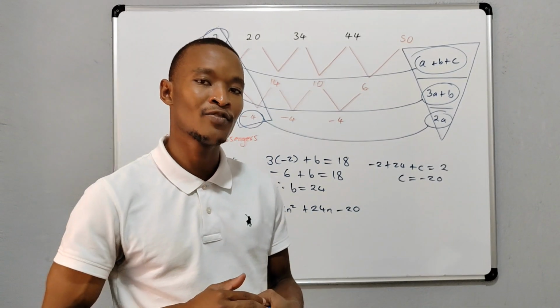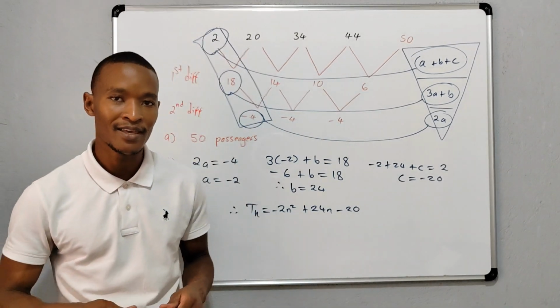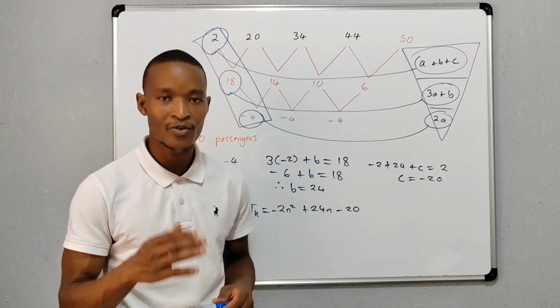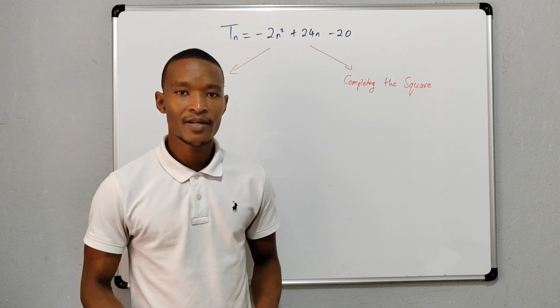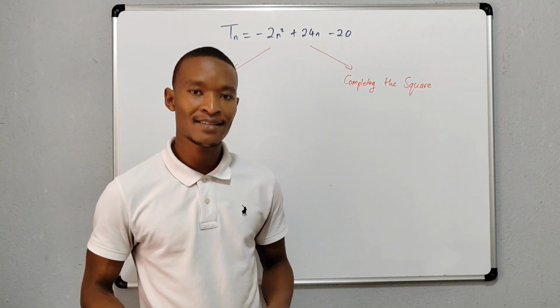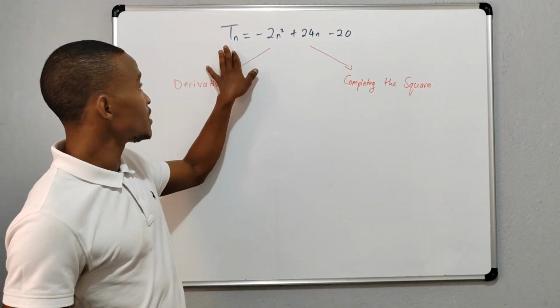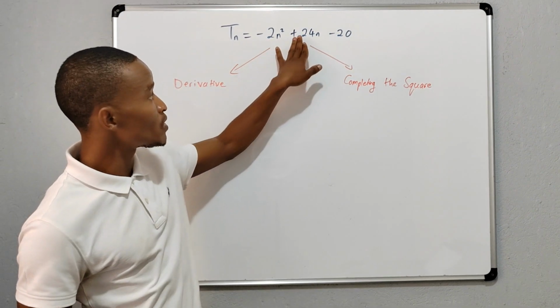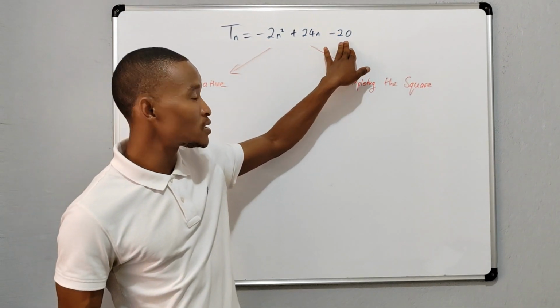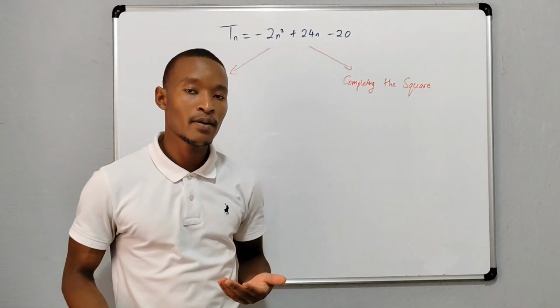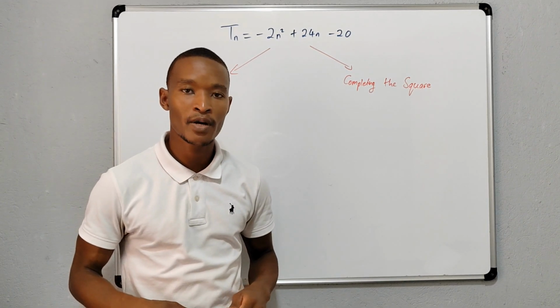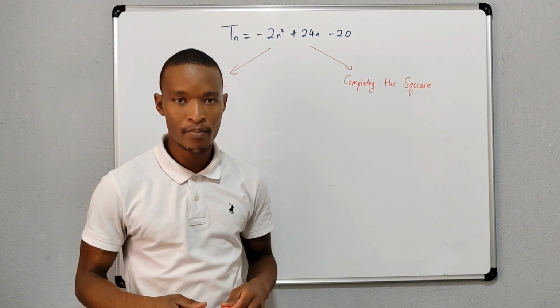This takes care of question A and B under question 5. Let us go to question C. All right, so question C is asking us if Tn is equal to negative 2n squared plus 24n minus 20, determine the maximum number of passengers on the bus.